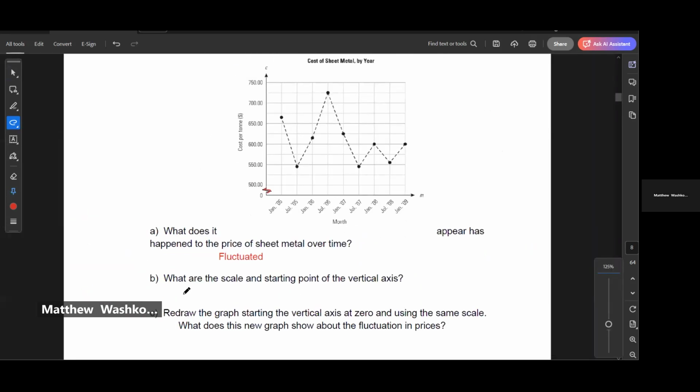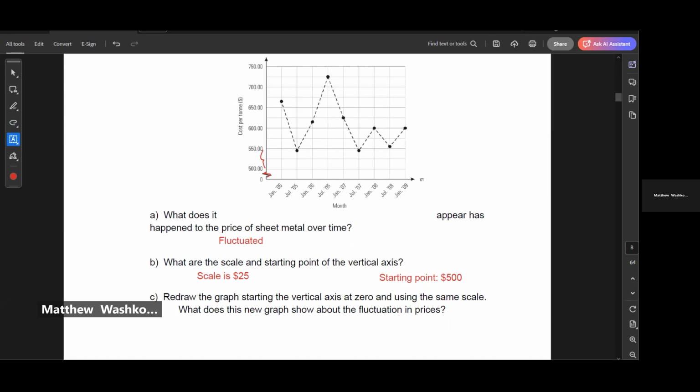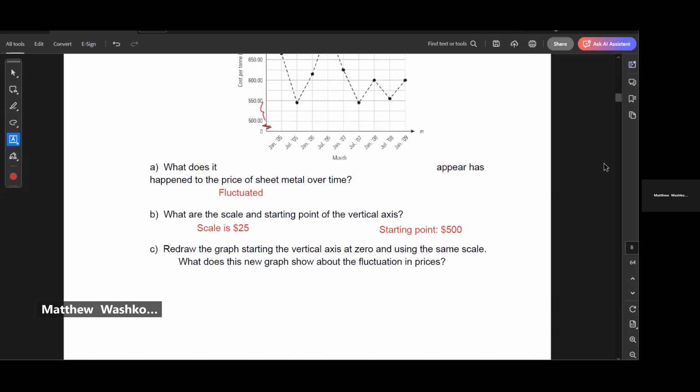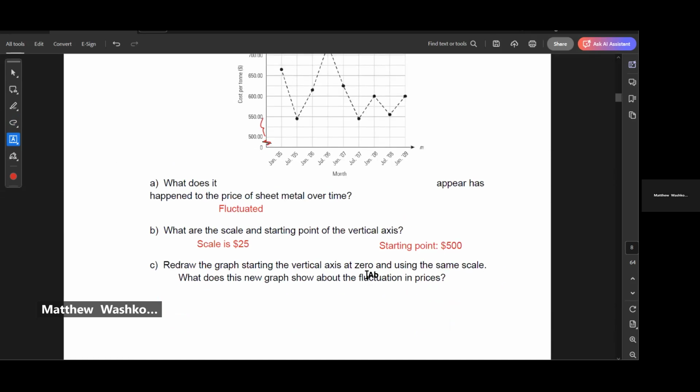So what's the scale of it? The scale, it's not 50. It's 25, right? This goes up 25. This goes up to 25. So the scale is $25, not 50. And the starting point is $500. So next year, we want to redraw this graph, starting the vertical axis at 0 and using the same scale.